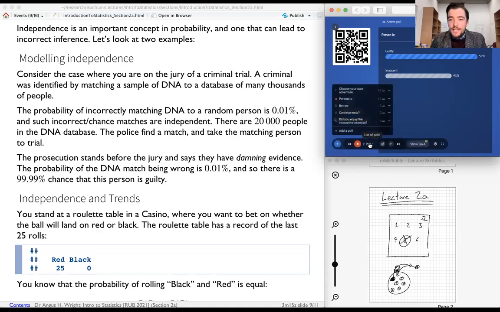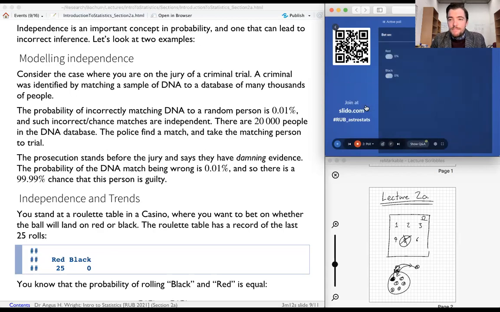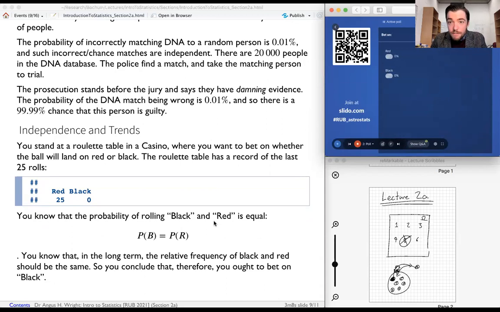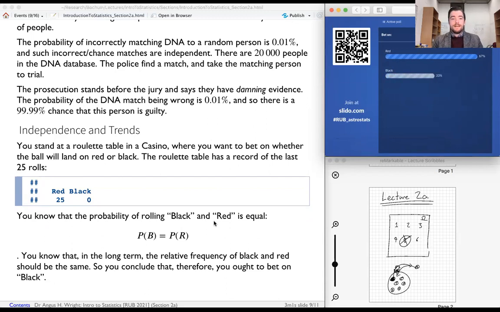Now, let's look at the second thing. We have bet on. Given the fact that we have seen 25 red observations in a row, are we then going to bet on black or bet on red? Okay.